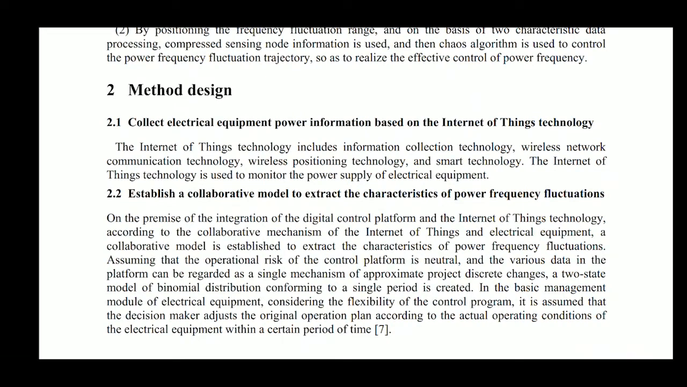In the management model of electrical equipment, considering the flexible control performance program, it is assumed that the decision maker adjusted the original option applying according to the actual operating conditions of the electrical equipment within a certain period of time.